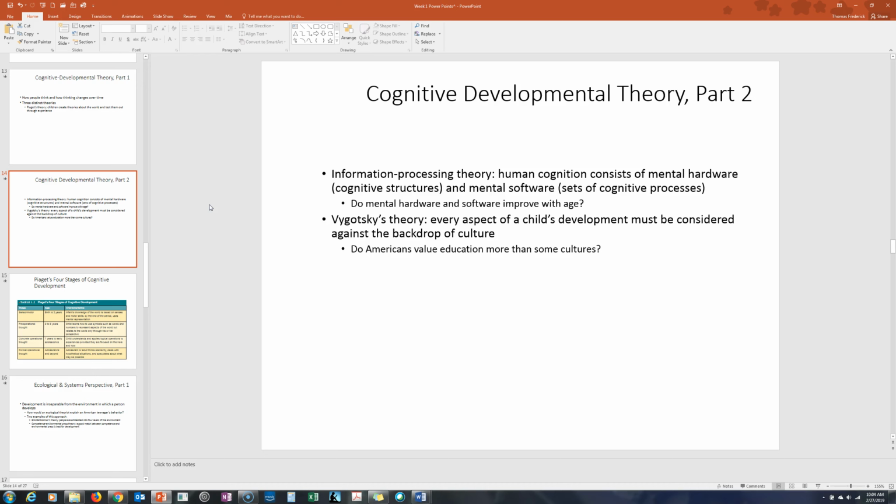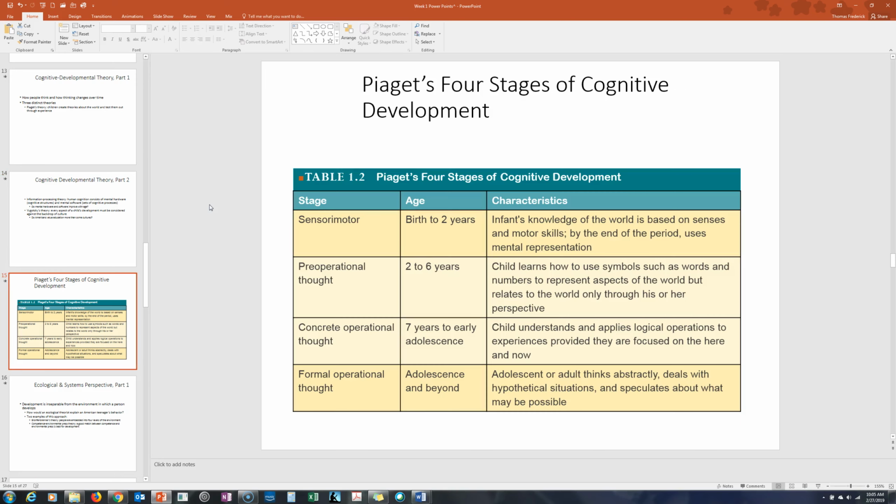And Vygotsky is another theorist who argues that every aspect of a child's development must be considered as a cultural component. Vygotsky is looking at the social context and how that is fundamentally important, even in general human principles. And of course, Vygotsky had interactions a little bit with Jean Piaget. They're approaching things from very different perspectives.